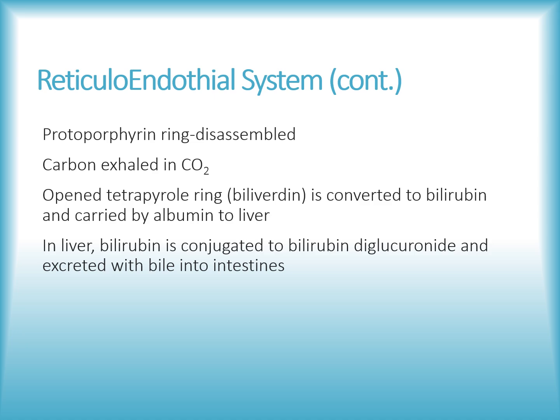Once that albumin has carried the bilirubin to the liver, the bilirubin is conjugated to bilirubin diglucuronide and excreted with bile into the intestines. And we're going to have a further breakdown once we get to the intestines. We're going to talk about what happens there in just a minute.